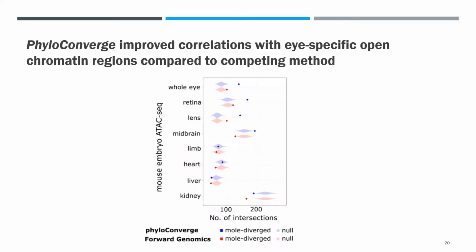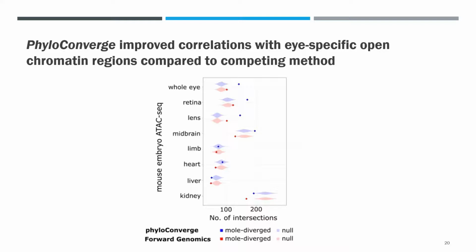And to see if that's the case, we first use phyloConverge to calculate acceleration scores for the 500,000 CNEs, and from that identify the top-ranked, quote-unquote, mole-diverged CNEs. And we then correlated the mole-diverged CNEs with open chromatin regions across different tissues. For this, we use several sets of annotations of mouse embryonic ATAC-seq data.